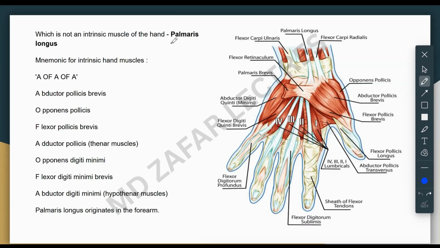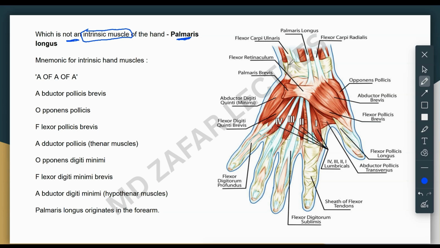So the next question states, which is not an intrinsic muscle of the hand. As we know, palmaris longus is the muscle which takes its origin in the forearm, so it is not an intrinsic muscle. So what is an intrinsic muscle of the hand? Intrinsic muscles of the hand are those muscles which take their origin as well as insertion inside the territory of the hand. So this includes 4 categories: the thenar eminence muscles, the hypothenar eminence muscles, the interossei, and the lumbricals.